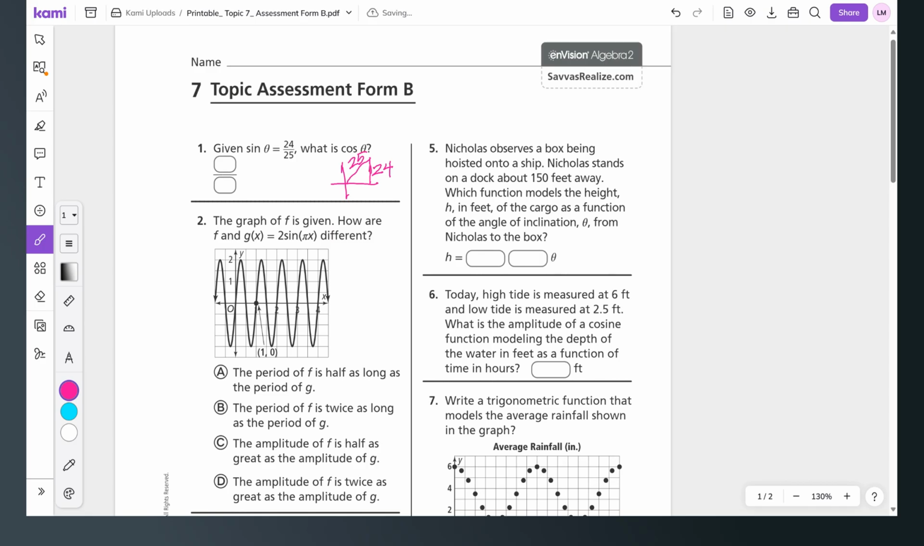So I can do Pythagorean theorem, 25 squared equals 24 squared plus b squared. And continue with that, and that gives me 7. So 625 equals whatever 24 squared is, and then subtract, solve for b. That gives me 7 over 25.